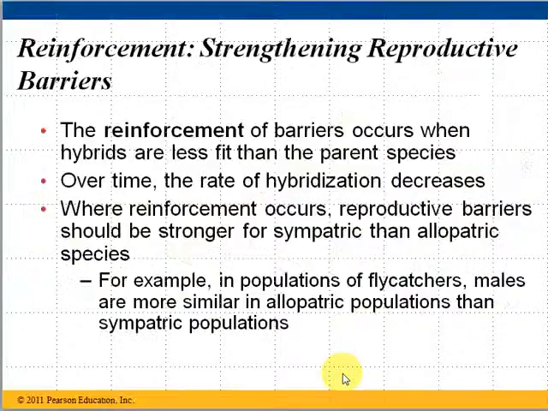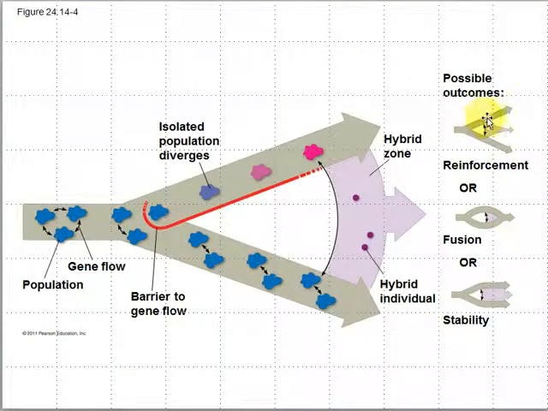The first possibility is called reinforcement, and that is strengthening the reproductive barriers. This happens if the hybrids are less fit than either one of the parent species. If being a hybrid makes you worse off for some reason than being either one of the parent species, over time you're going to see the rate of hybridization decrease. You're going to see the divergence between the populations continue, and eventually you will have basically no overlap or no hybridization.